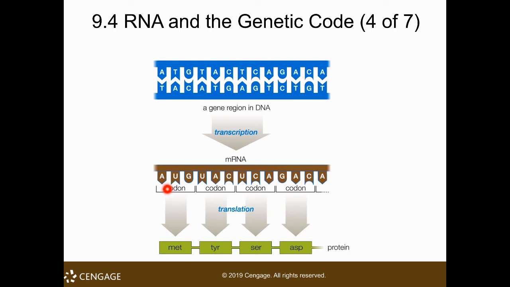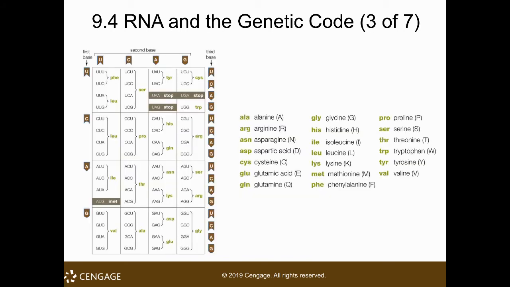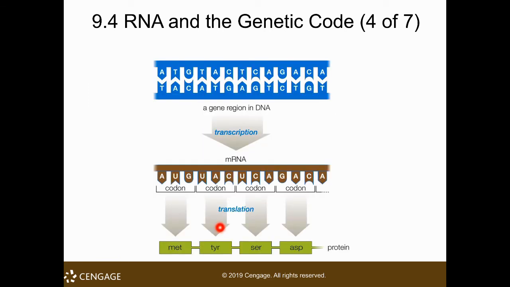So you have AUG, and then you now separate them into your codons, into triplets. So you have AUG, that's methionine. UAC. If you look at UAC, so this is U, A, and C. UAC, that's tyrosine. And then UCA, that encodes for serine. GAC, that encodes for aspartate.